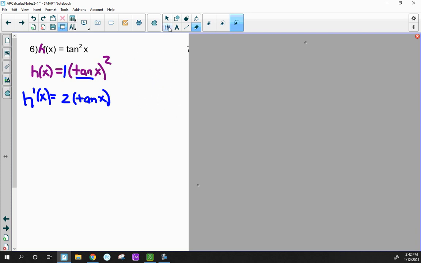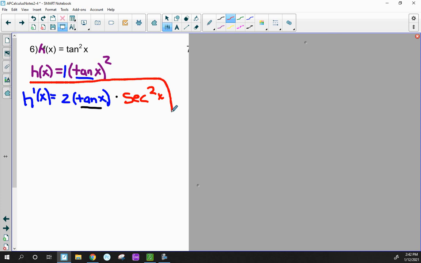Then, technically, you're supposed to multiply this by the derivative of this piece. And so the derivative of tangent x, thinking back to the last section, is secant squared x. Okay, and so I've done my chain rule, taken the derivative of the inside piece. I don't see any other step that I can do to make this more simplified. So I'm going to stop here.